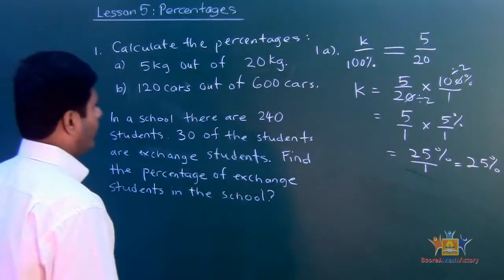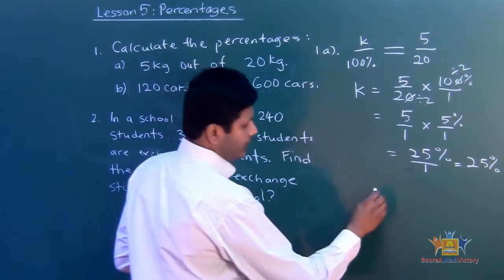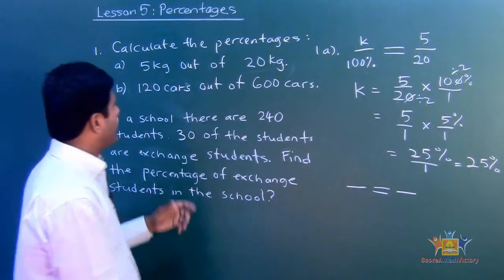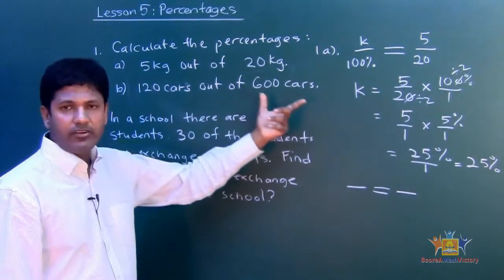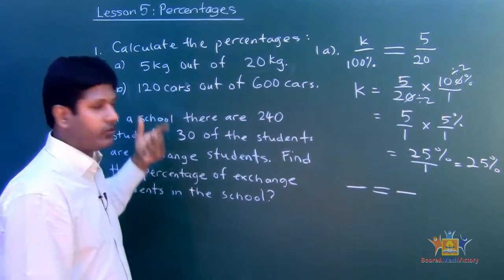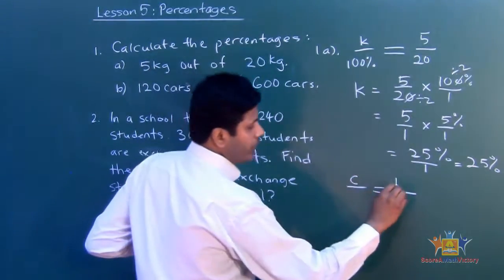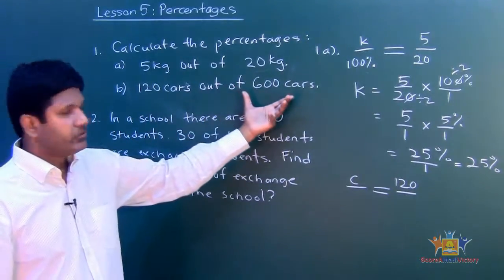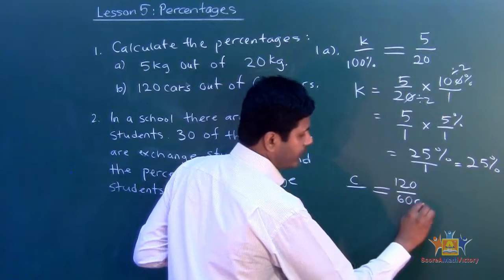Okay, our first step is to put down the airplane model. Now I'm going to extract the information. I've got 120 cars out of 600 cars. So I'm looking for the percentage for 120 cars. C is the percentage that I'm looking for, 120 cars. And 100% is how many cars? 600 cars. So 600 cars makes 100%.